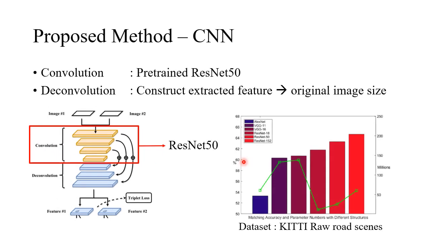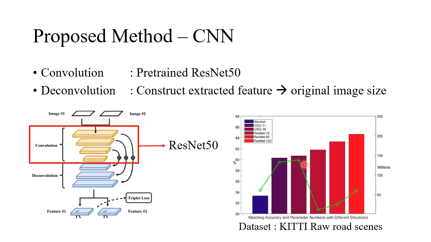Now we'll go through the first step, which is the CNN part. They use a pre-trained ResNet 50 as the convolutional network, and the reason why they chose ResNet 50 is because it has good performance and can still perform in real time, based on the small experiments they did using the KITTI raw dataset, which is shown in this figure below.